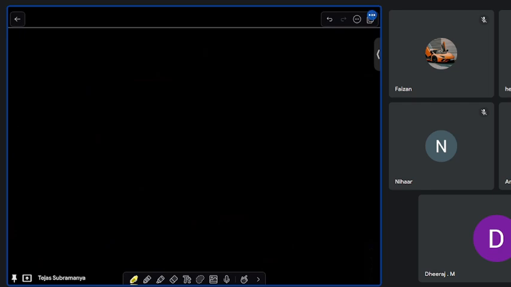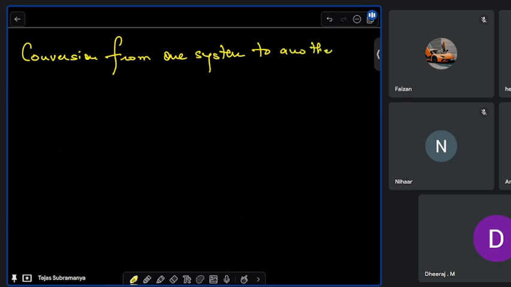Conversion from one system to another. Guys, you might get confused in one step, but just focus for the next 5 minutes. Once you're able to understand one procedure for this, it's actually very simple. Now, how will they ask you a question? They'll say, convert the unit of force. I'll write it for you. First question. Just focus here.